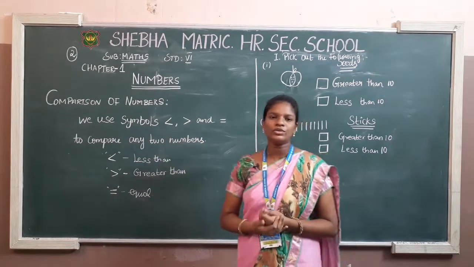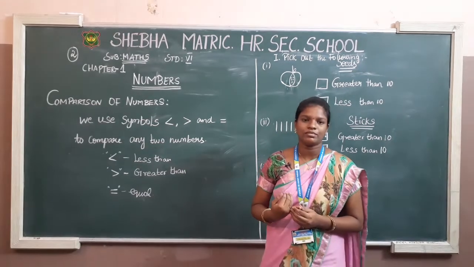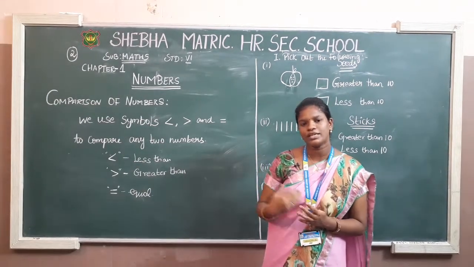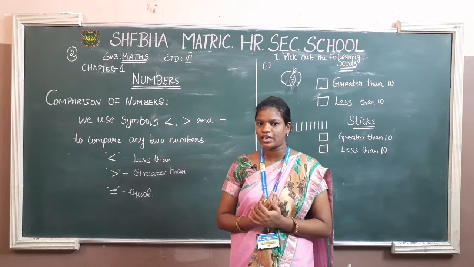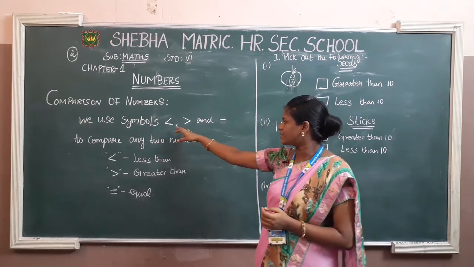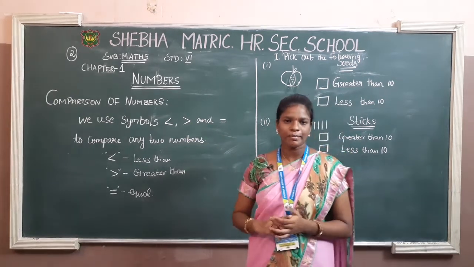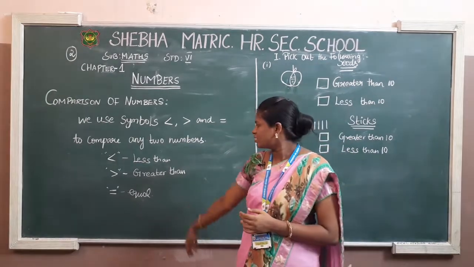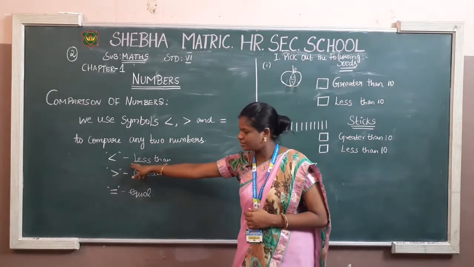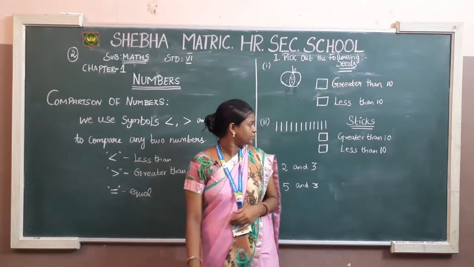First, how do we compare numbers? Which is smaller, which is greater and which is equal. The definition is that we use the symbols less than, greater than and equal to compare any two numbers. This is the symbol of less than, this is the symbol of greater than, this is the symbol of equal.